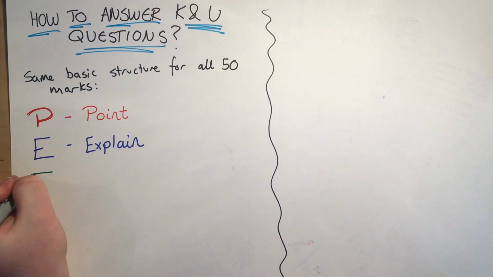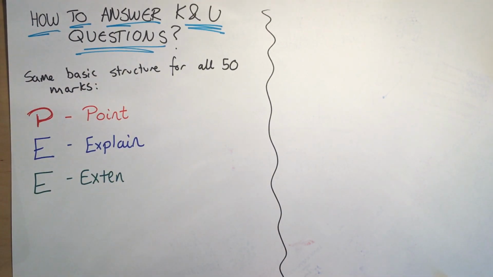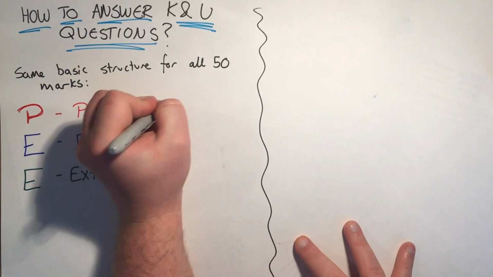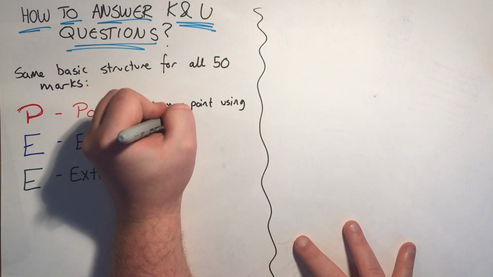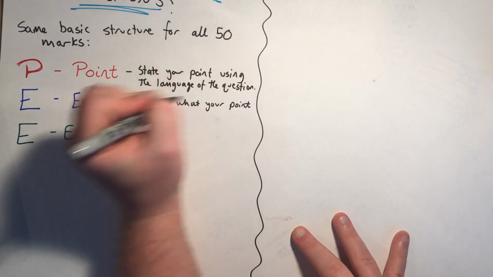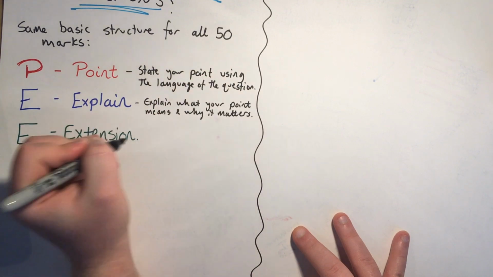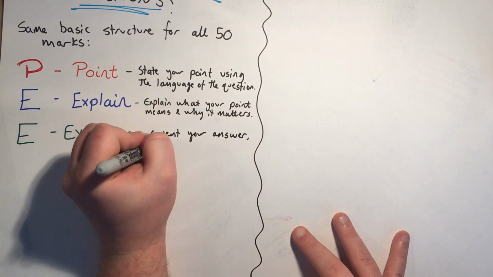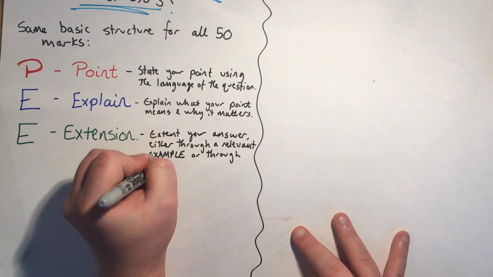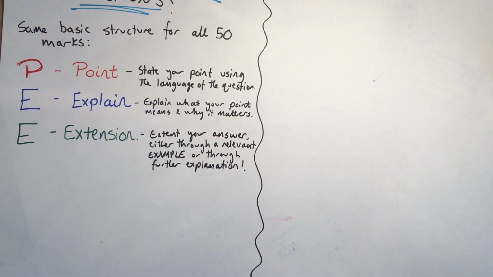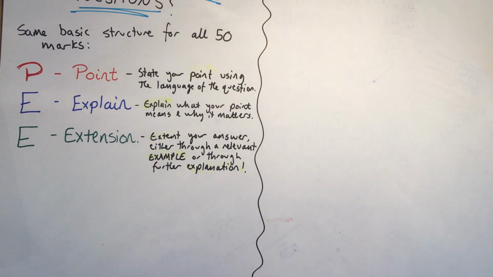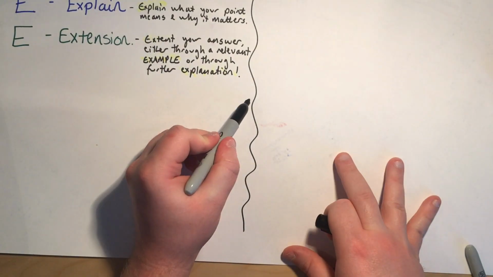You state the point that you're making using the language of the question. You then explain your point. Why is it relevant to the question? Why is it important? What is it you're trying to say? And then you extend your answer to try and get an extra mark, either through a relevant example or through some further explanation. So we'll touch on that a lot more as we continue to finish off this kind of preparation for National 4 and 5 units, and then as we get started for real going into 4th year.